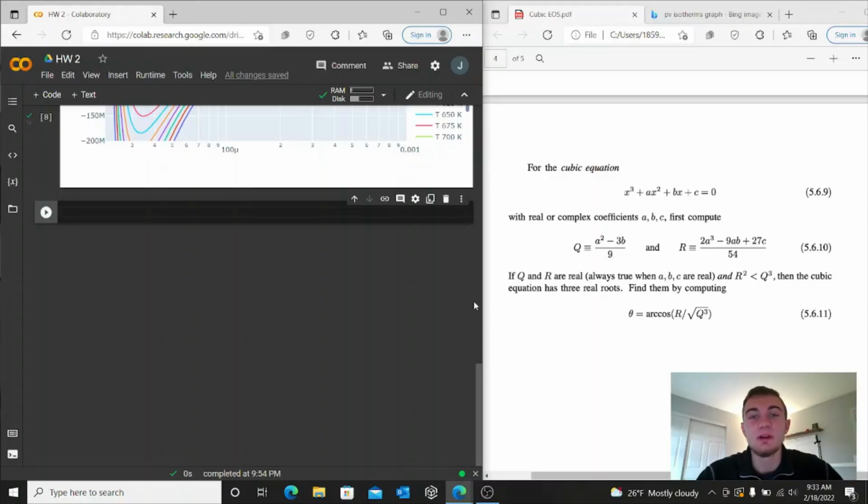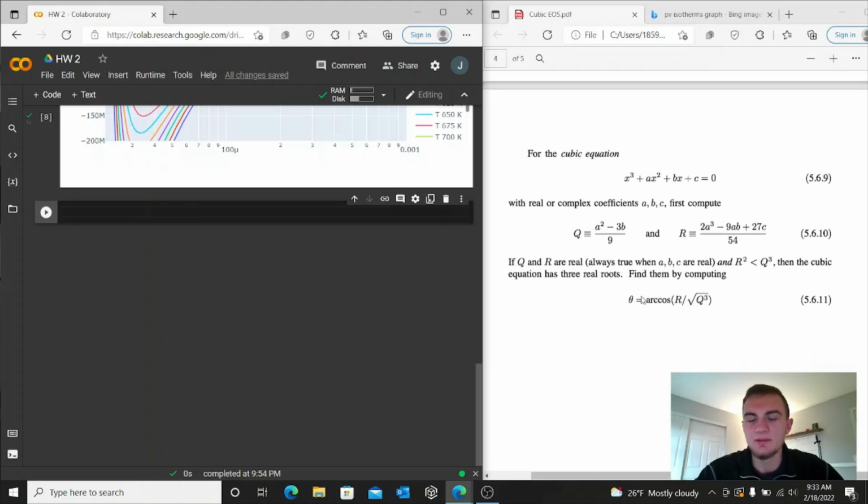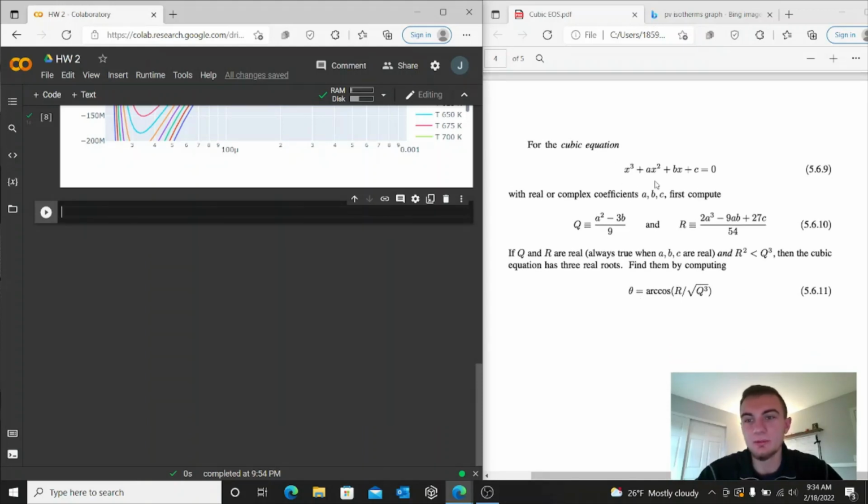Okay, so now that we're in Colaboratory, we can go ahead and use something that is known as Cardano's formula in order to determine the roots of our cubic polynomial. Essentially, I have the document on the right here, and it explains how to use Cardano's formula to get our roots from a cubic polynomial. So what it's saying here is that we have our cubic polynomial. Ours here is in terms of Z, the compressibility factor. However, here it's in terms of X, but the same principles apply.